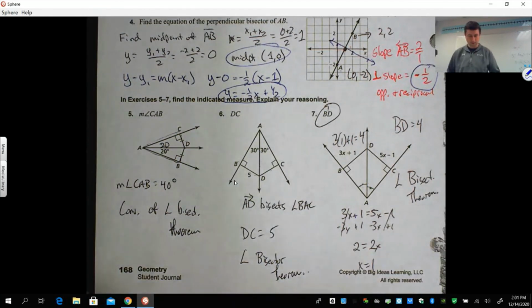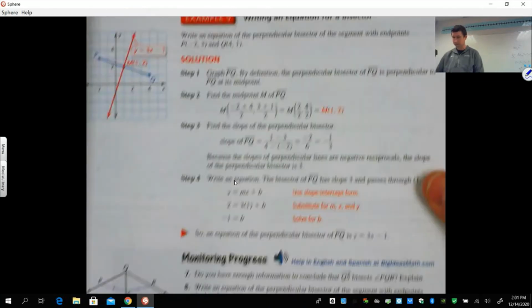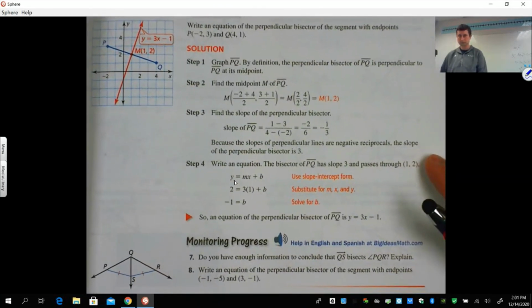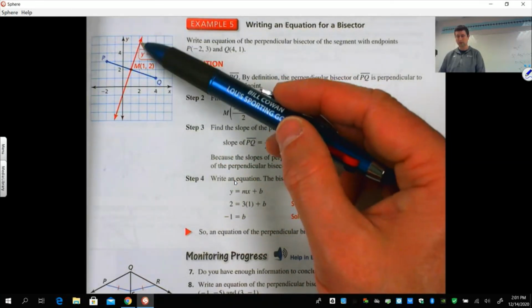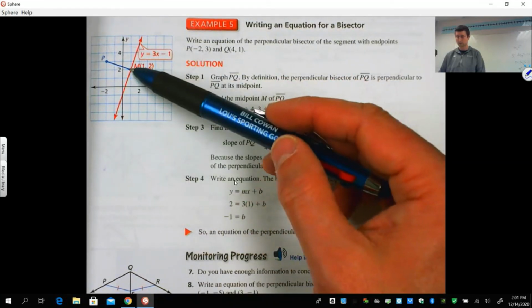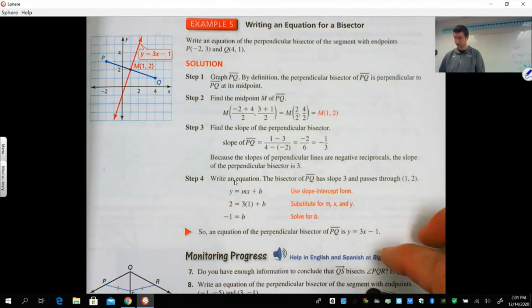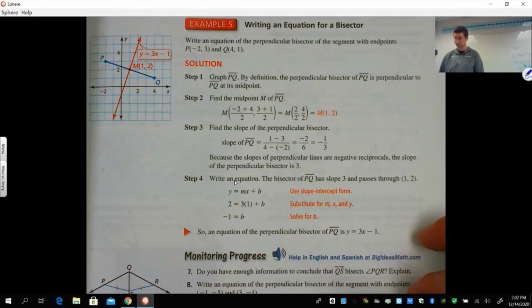Okay. That wraps up the instruction for that. Again, there are examples with the equation for perpendicular bisectors. This is page 305 in the textbook. This is what you're looking for. They're giving you a segment, and you're looking for the equation of the line that goes through the midpoint and is perpendicular to it. So you have to use perpendicular slopes, opposite reciprocals.